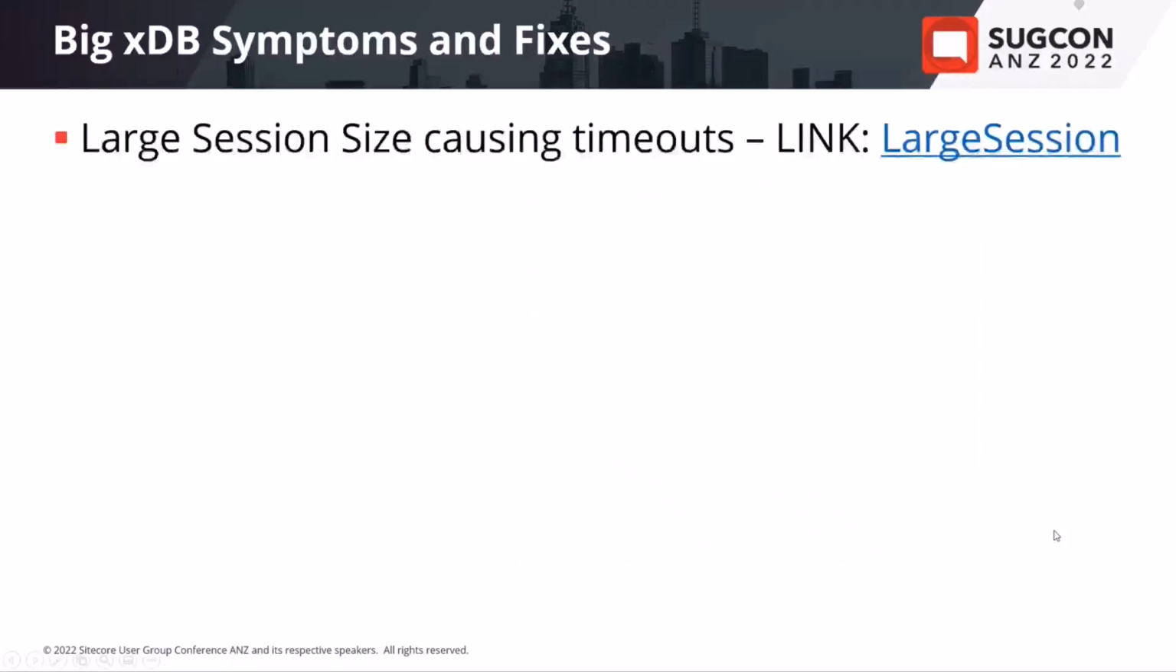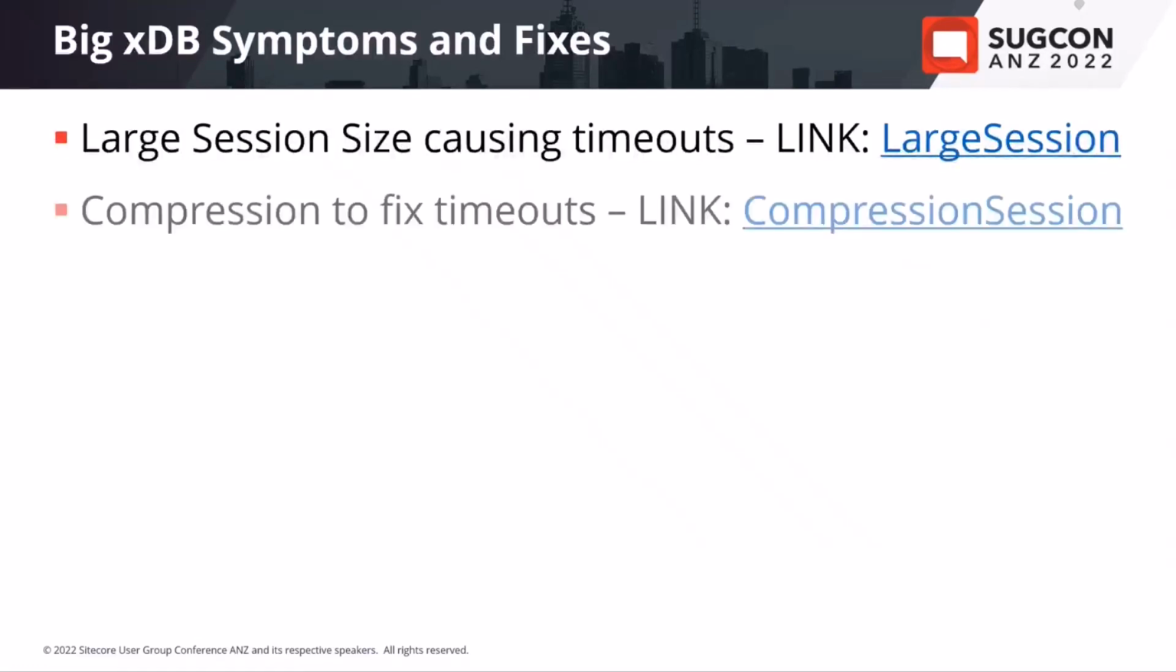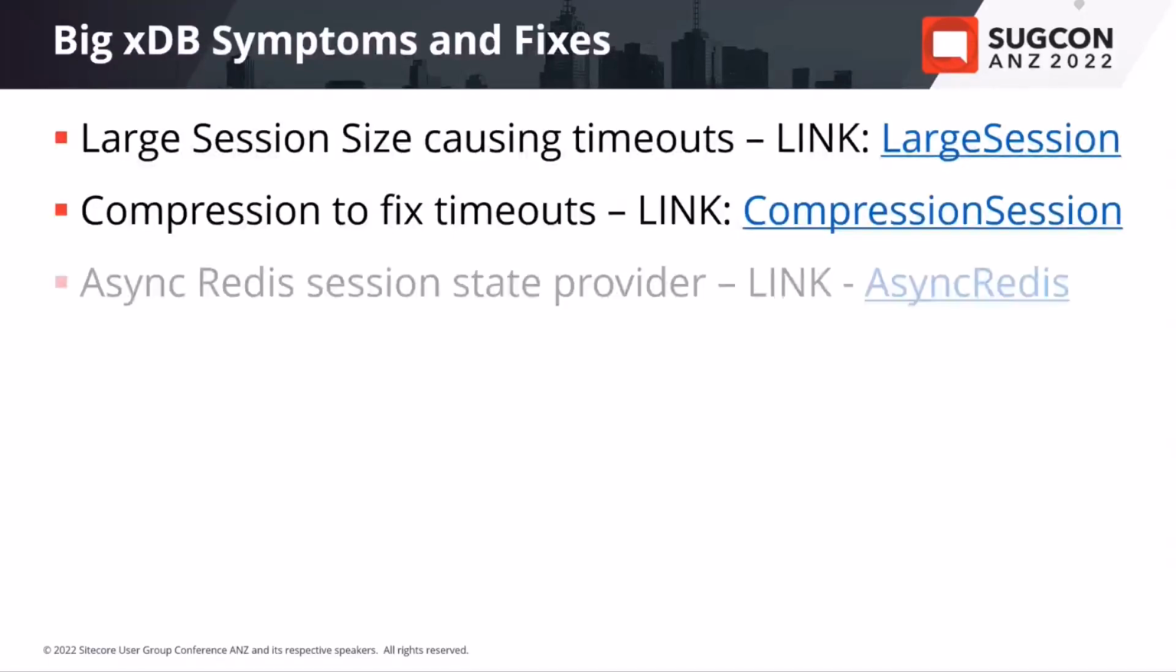So just talking about the big Xdb symptoms and fixes, large session size can cause timeout issues. We've talked about Redis and session issues, but maybe the session size itself is large. There's some great explanations of why that might be, with historical data going into sessions. So we'd recommend looking into that. If each session is big, maybe you want to do some compression on it so that there's less timeout issues because there's less data to send across the wire with session expiration. So compressing those sessions is something to look into as well.